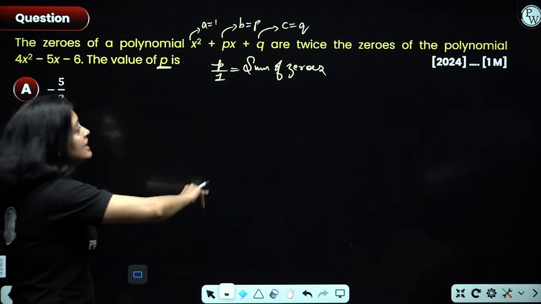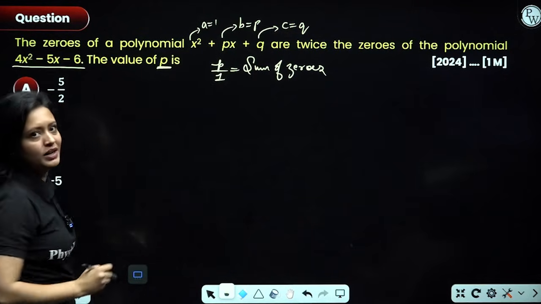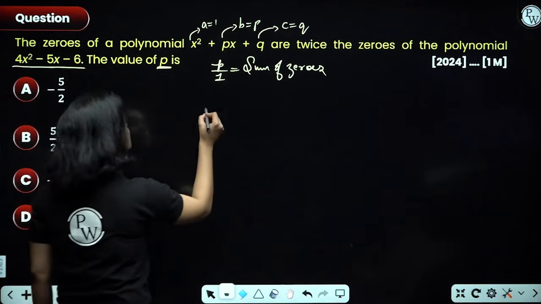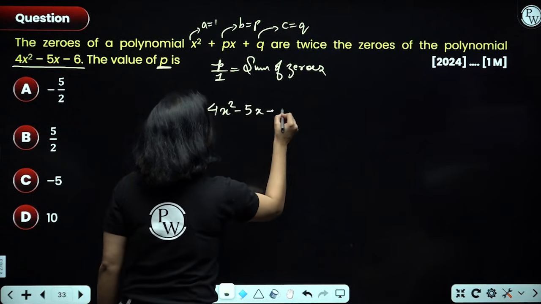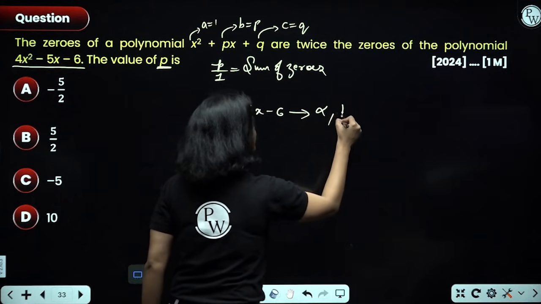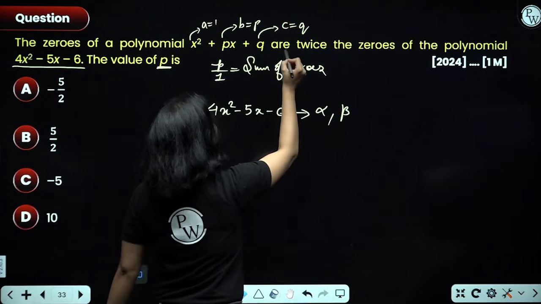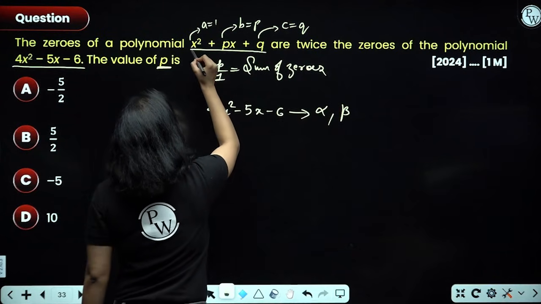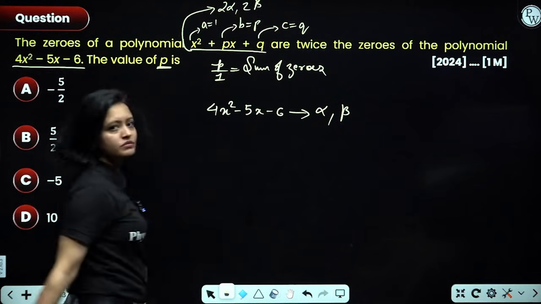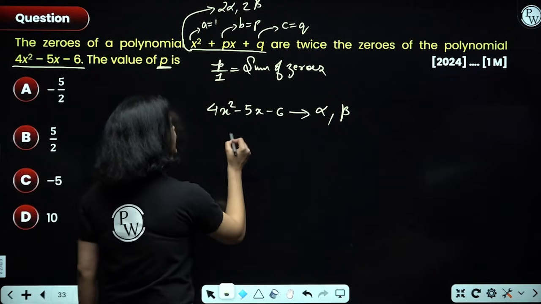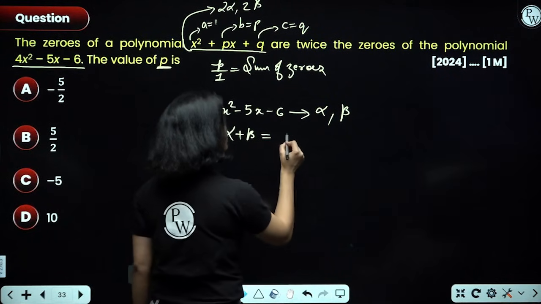Now it's given that the zeros of this polynomial here are twice the zeros of this polynomial here. Now that would be very helpful because what if I take the polynomial 5x square minus 5x minus 6 and its zeros are alpha comma beta. If its zeros are alpha comma beta, then automatically the zeros of this polynomial would be what everyone? Twice of alpha comma twice of beta. Do you agree? Now, I can figure out alpha plus beta from here very easily. It is minus b by a, that would be 5 by 4.